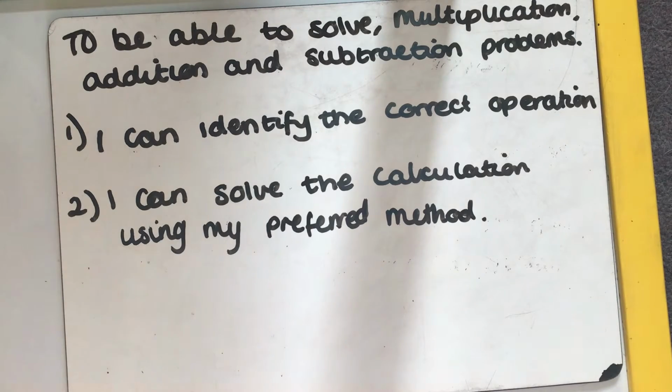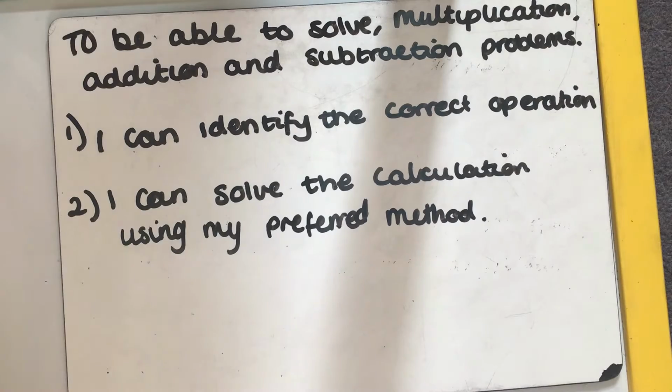So let's have a look at our learning objective and success criteria. Our learning objective is to be able to solve multiplication, addition and subtraction problems. 1, I can identify the correct operation. Now your operation is multiplication, subtraction and addition. And 2, I can solve the calculation using my preferred method.